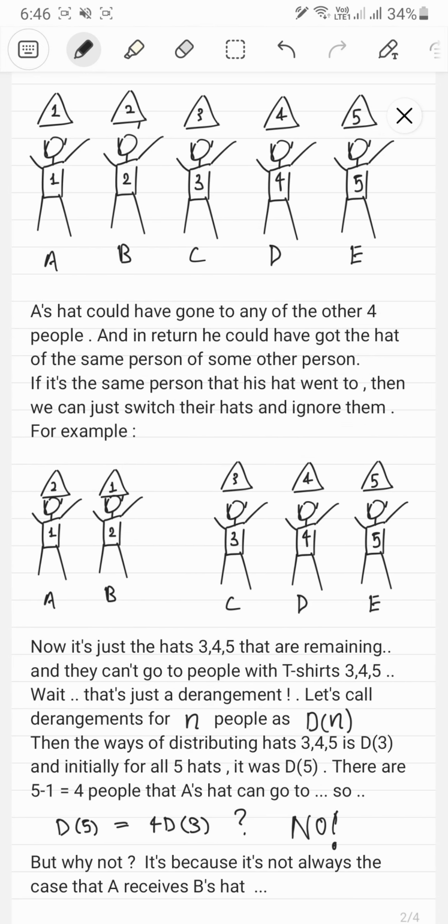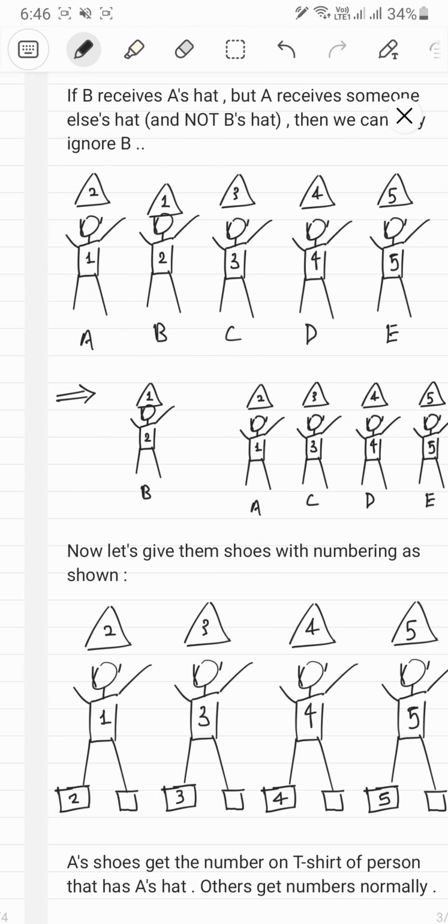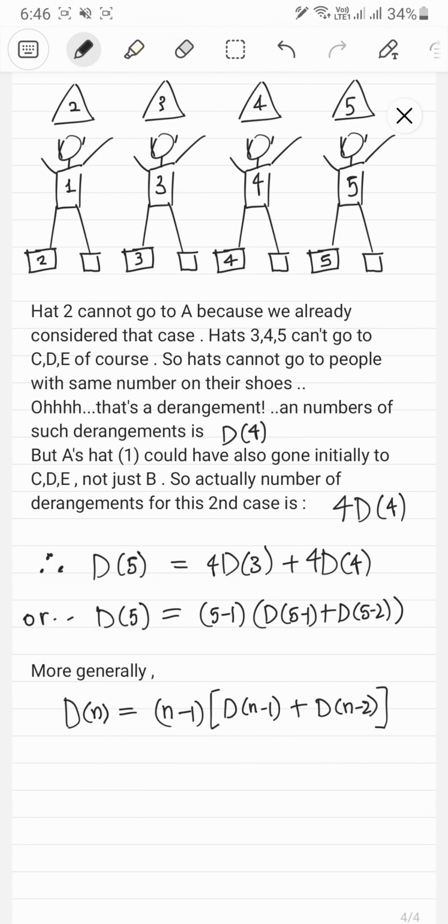The alternative method is a recursive relation. Let me show you what recursive relation we are talking about. It's this thing. You might have seen this somewhere already. All of this is just a proof of it. A's hat could have gone to any of the other 4 people, and in return he could have got the hat of the same person or some other person.